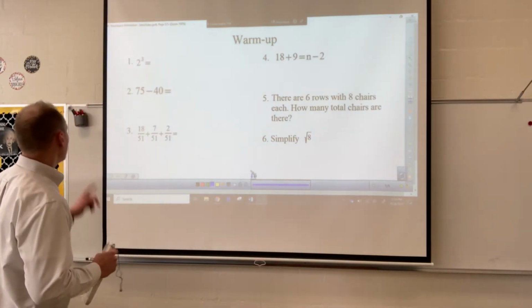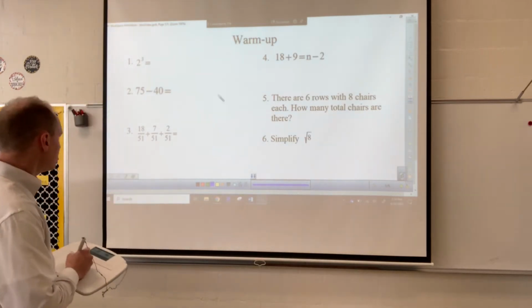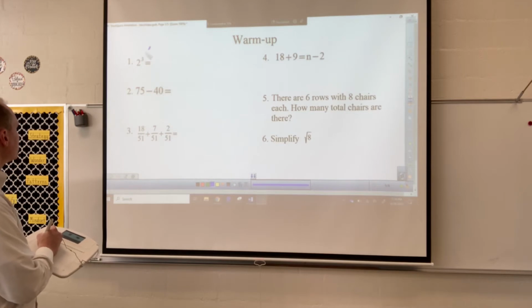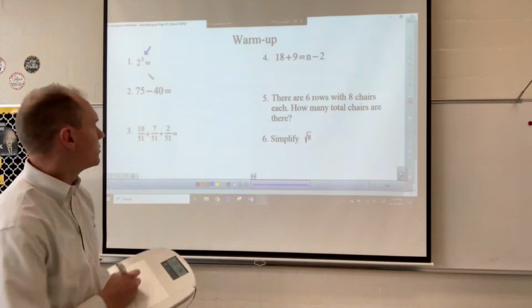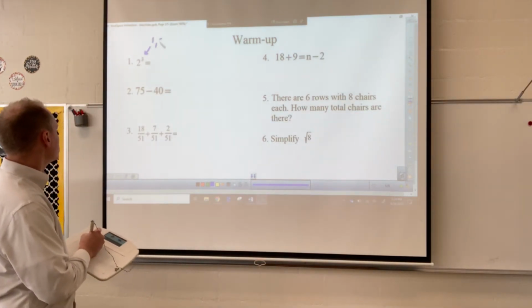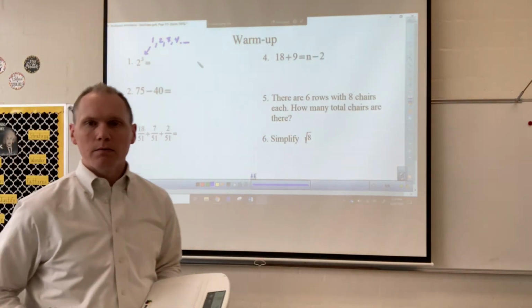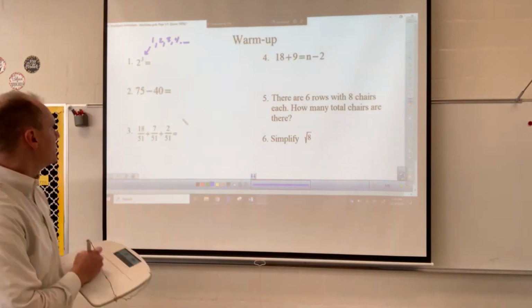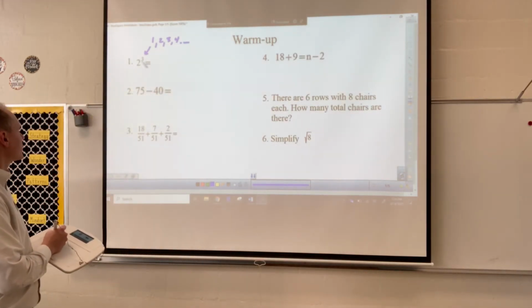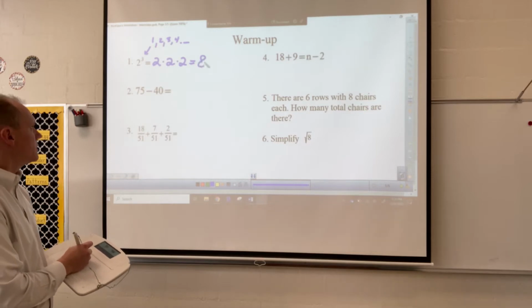All right, so number 1 here, we're just going to go through these. 2 to the 3rd power. When we have an exponent of 3, if it's a natural number, so 1, 2, 3, 4, and so on, then we can think of an exponent as just repeated multiplication. So this is 2 times itself 3 times. So 2 times 2 times 2 equals, well, 2 times 2 is 4, times 2 again is 8.